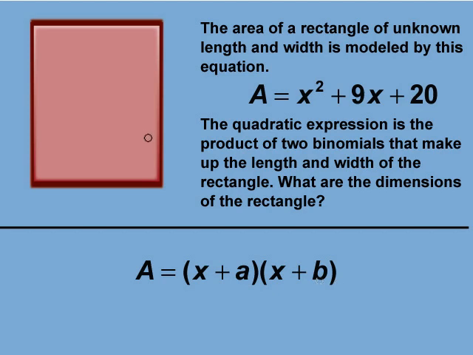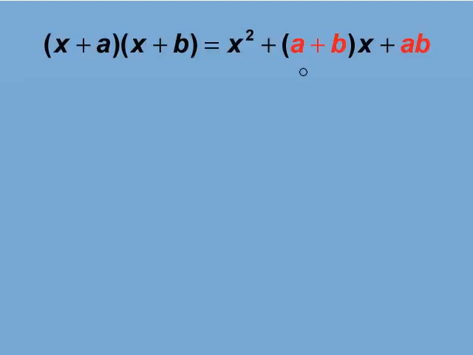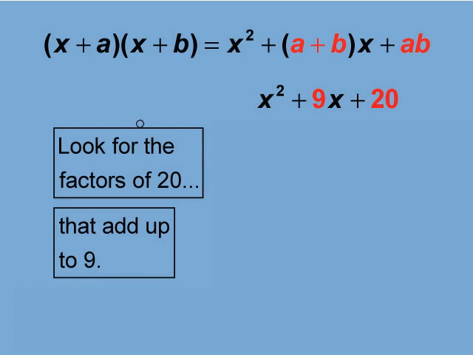If we expand a factored quadratic, notice what happens to the a and b terms. The sum of the terms becomes the coefficient of x, and the product of the terms becomes the constant term. Now let's look at our quadratic. We've highlighted the 9 and 20. What we want to do is to find the factors of 20 that add up to 9.